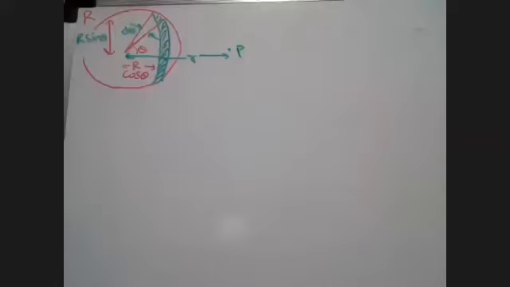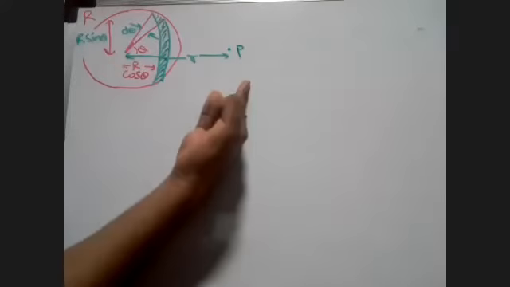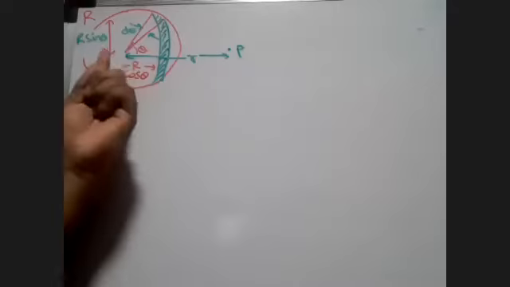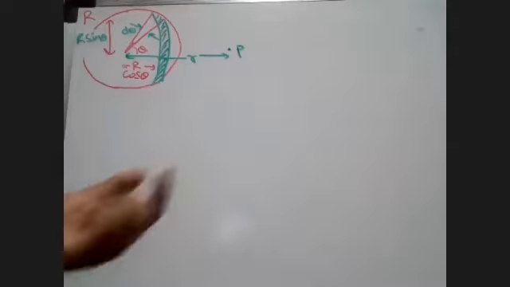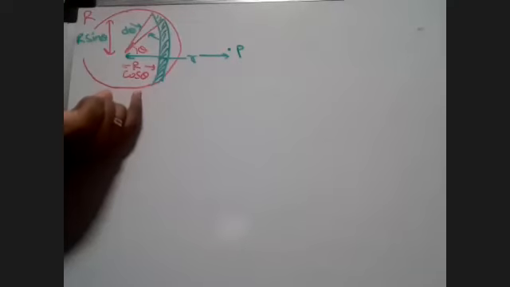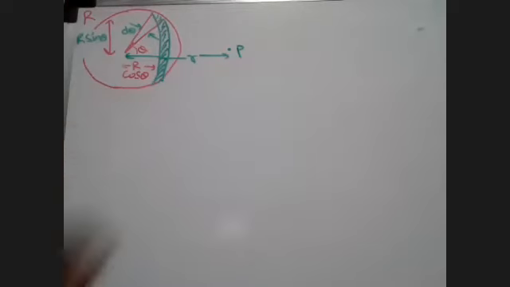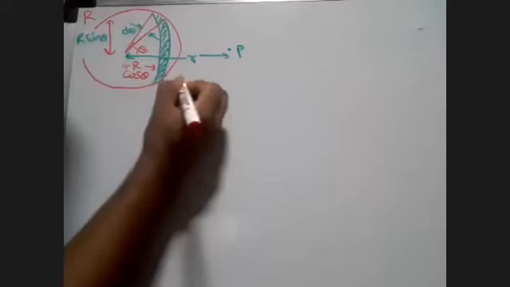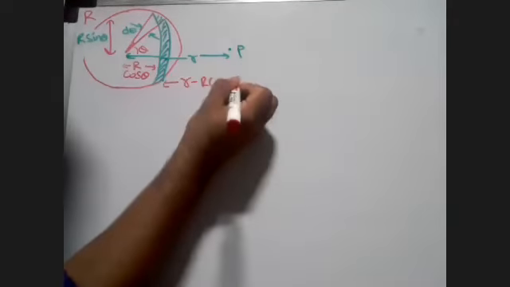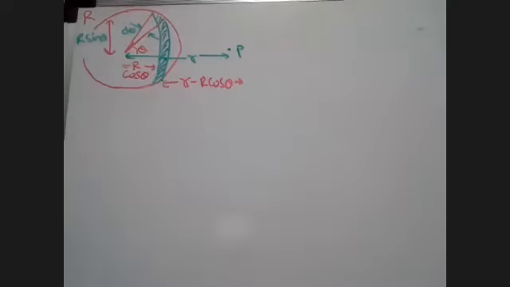Now, if I have to find the distance between this ring and this point P, it will be small r, the distance from the center to this point P, subtracted by the horizontal component of the radius of the sphere. So it's going to be r minus R cos theta. I hope this is clear.